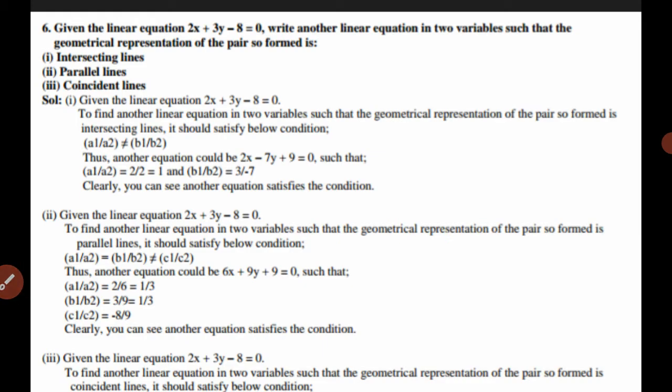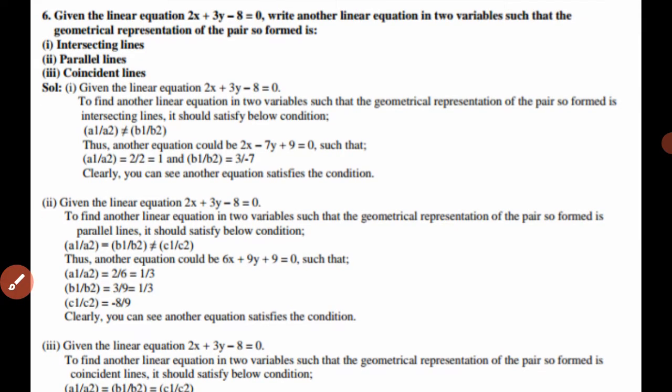Write another linear equation in two variables such that the geometrical representation of the pair is formed: first intersecting lines, second parallel lines, and third coincident lines. So the first equation is given, and the second equation we have to make according to the given instructions. In the first case, the given linear equation is 2x plus 3y minus 8 equals 0.